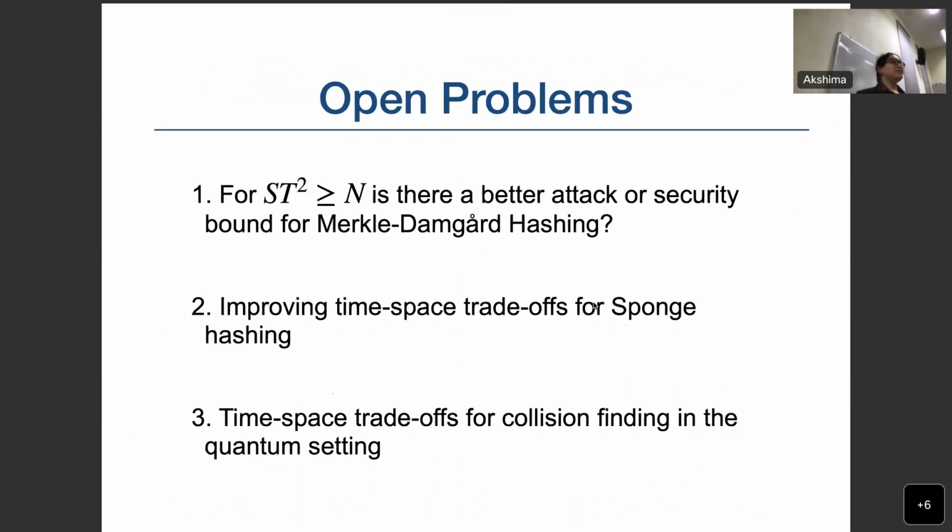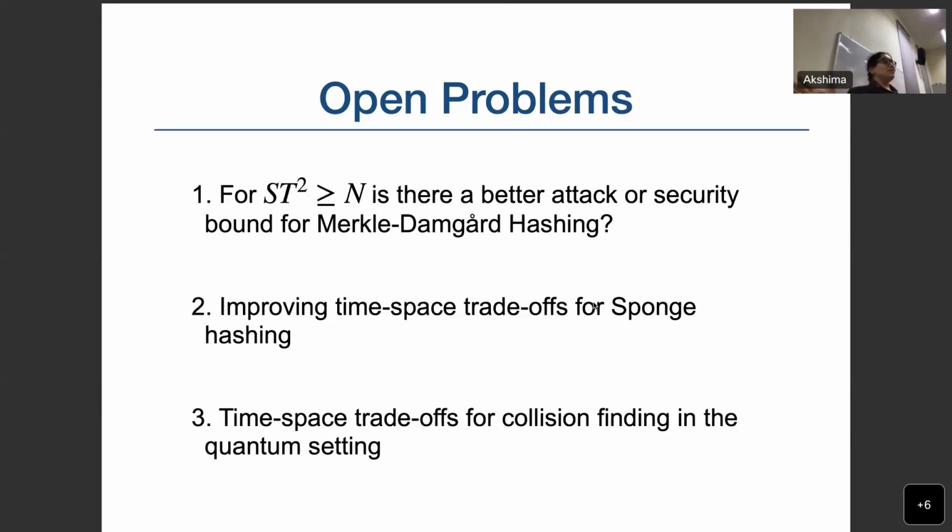So yeah, that was generally the conclusion. And I just want to talk about some of the open problems. For Merkle-Damgard hashing, we still have a little gap when st square is greater than n. So maybe solving that is one of the open problems. And another one, as Samata sir said, for sponge hashing, we have some preliminary results, but there is a huge gap between the lower and the upper bounds.